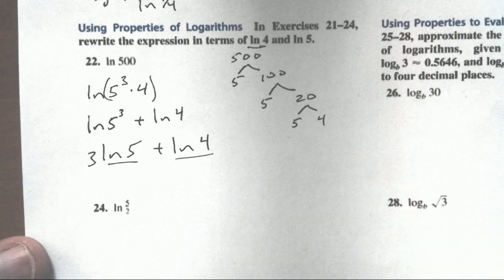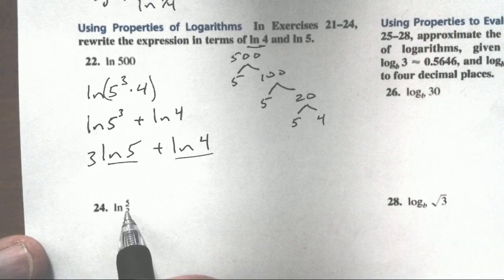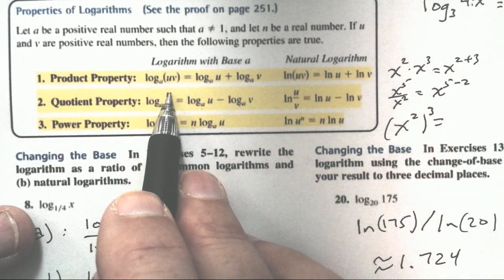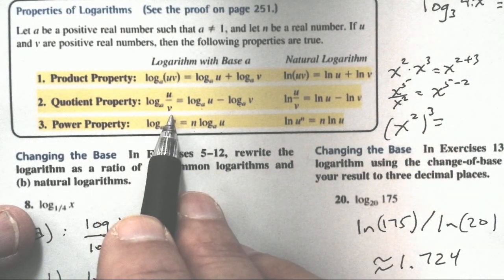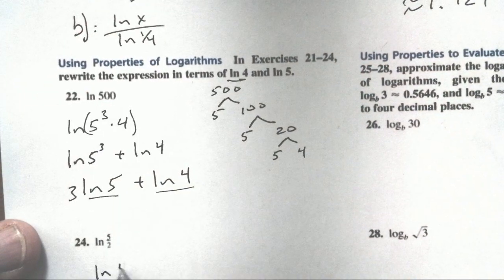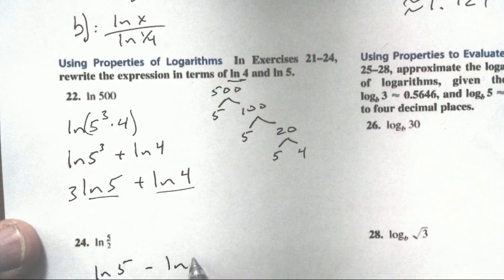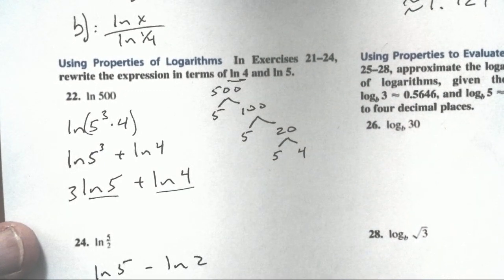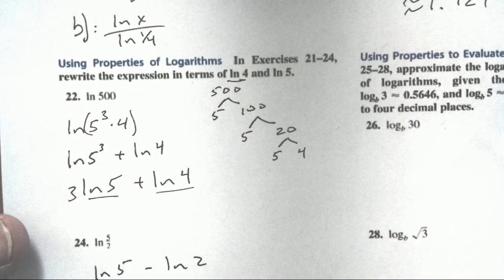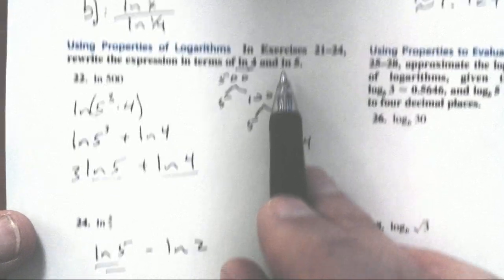A little bit sneakier, I can use rule 2 on this. When I have a logarithm of a quotient, I can subtract the logarithm, top minus bottom. This becomes ln 5 minus ln 2, and I love ln 5. That is most definitely in terms of ln 5.